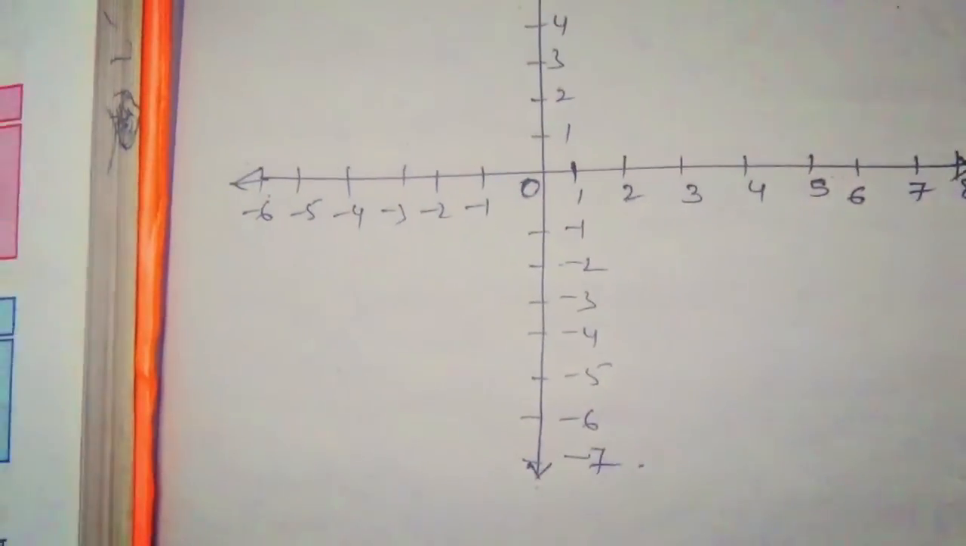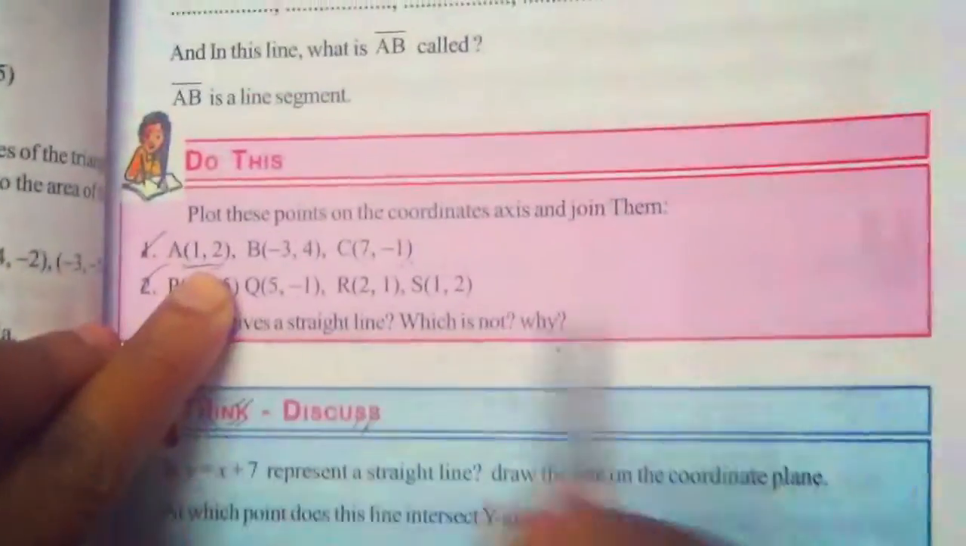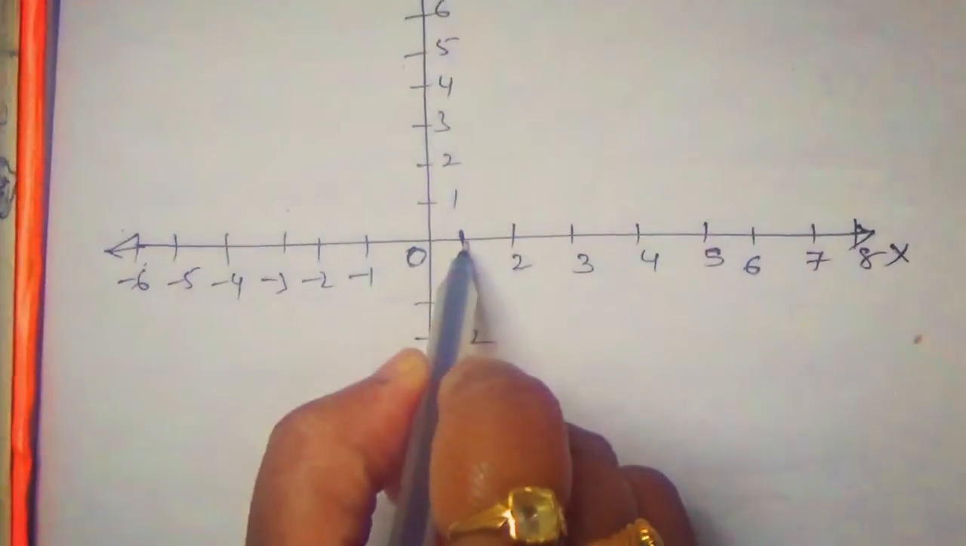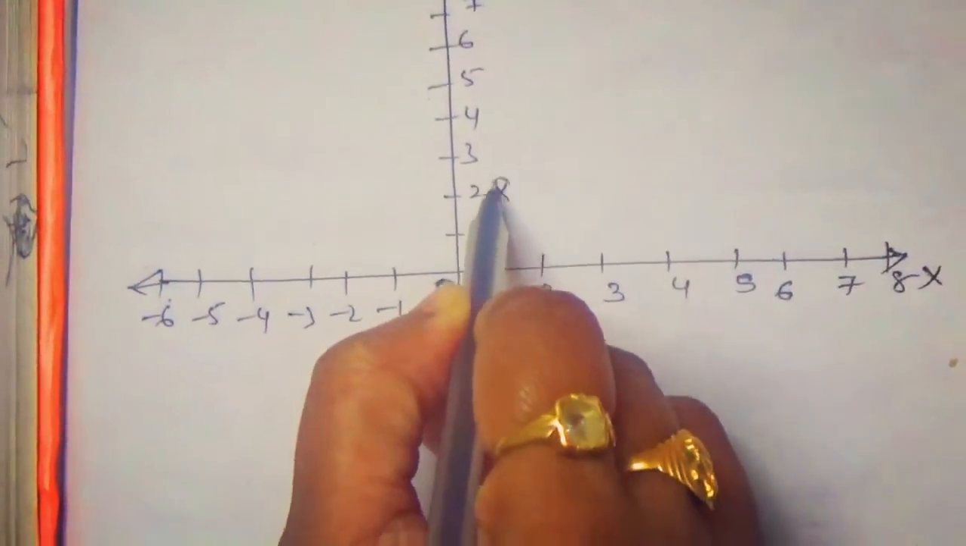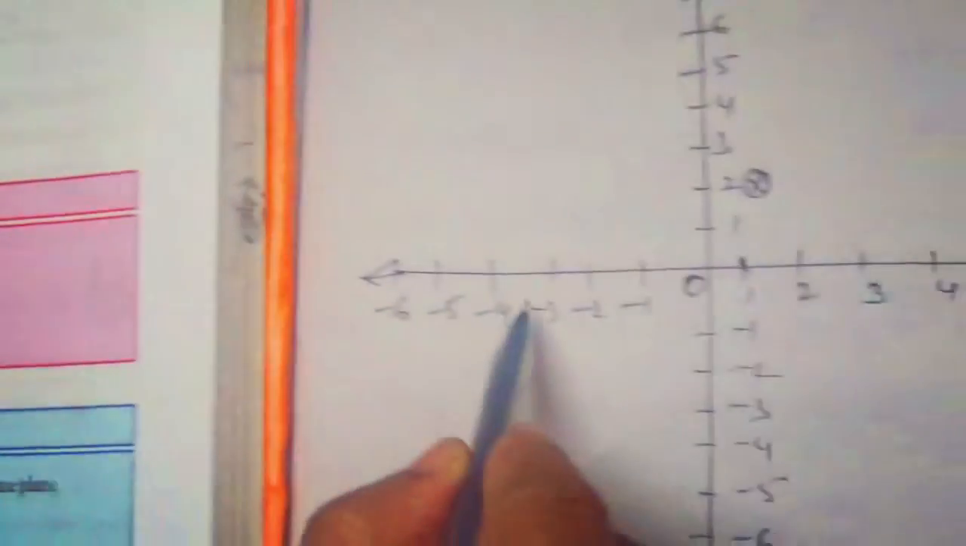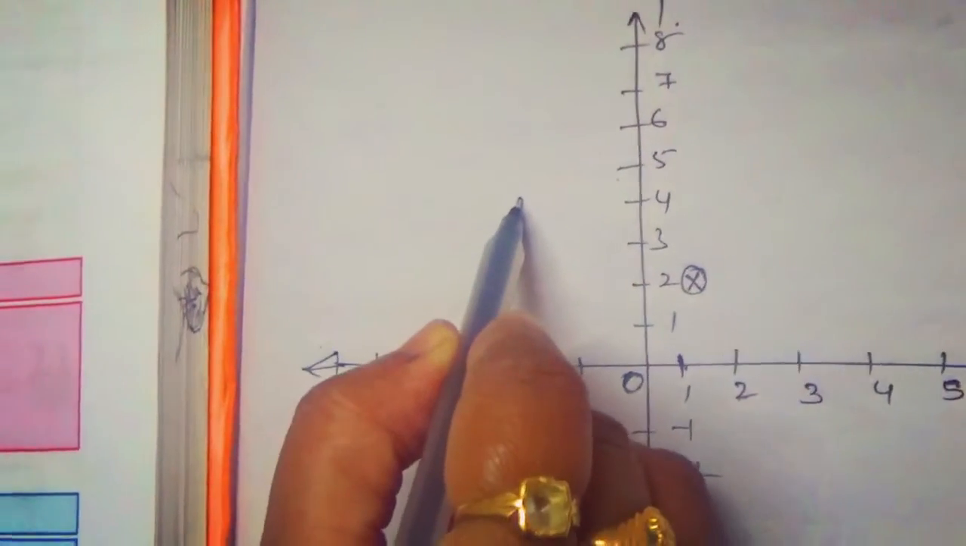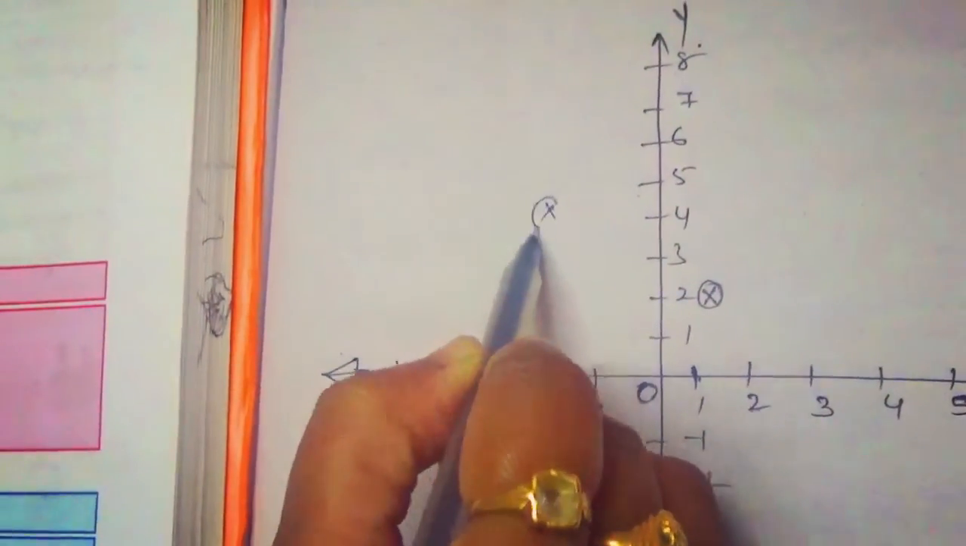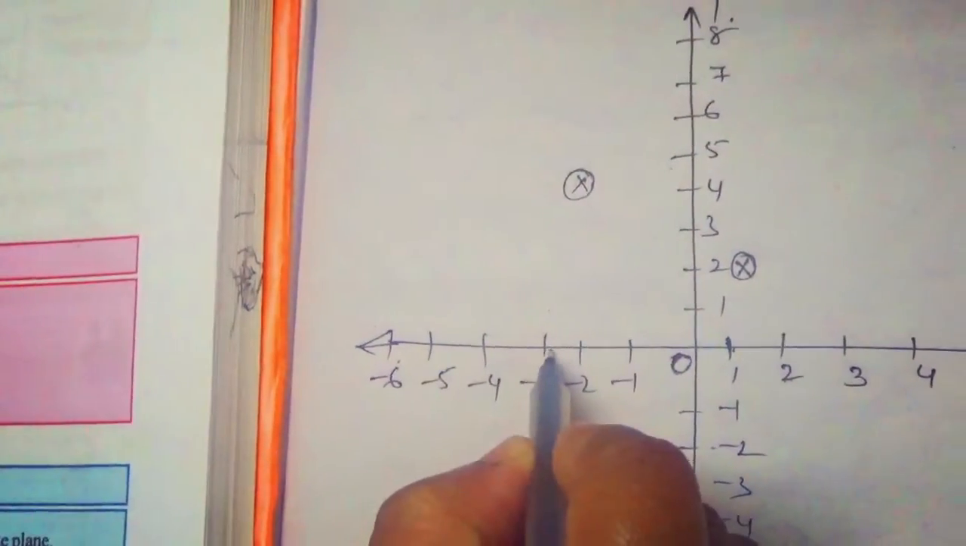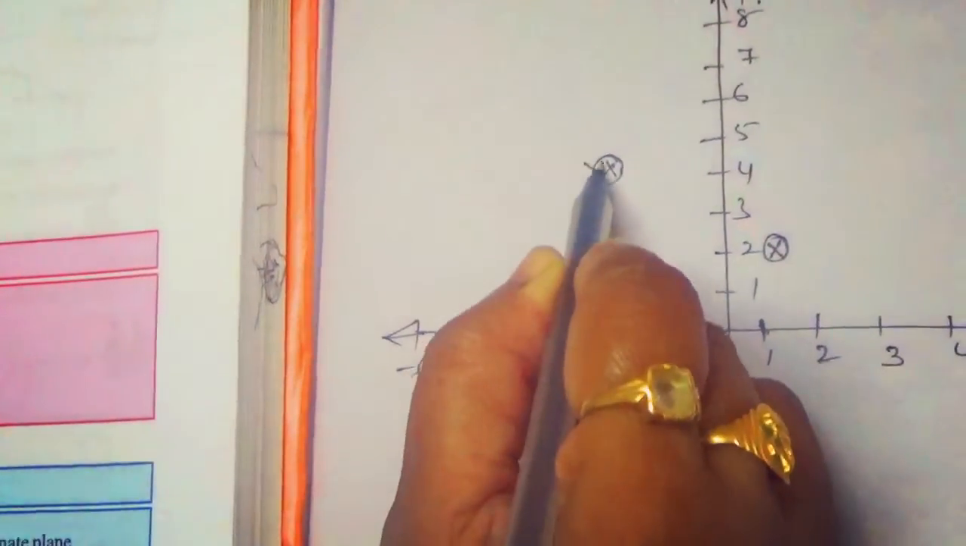Okay. So look after this. Just for an activity I am doing here. 1, 2. Here we have one point. Next, -3, 4. Here we have another point. -3, 4. Here we have another point.